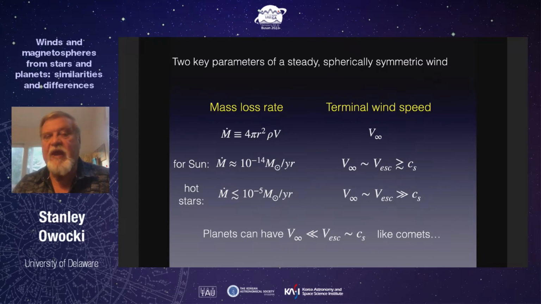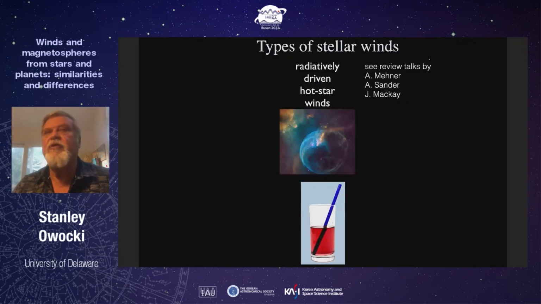Now, planets can have winds, but unlike the solar wind or these winds, their wind speeds don't really have to be that fast. For example, in comets, you have outflows that can be quite slow. And we're going to emphasize this point later in the talk.